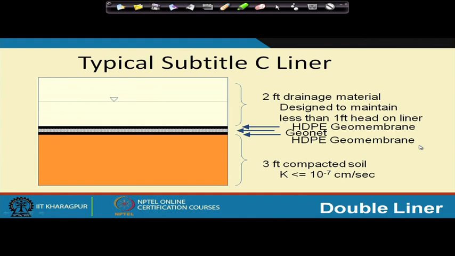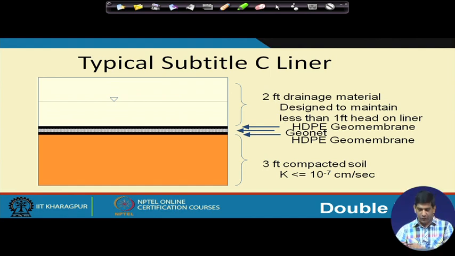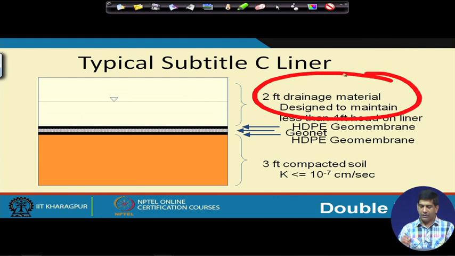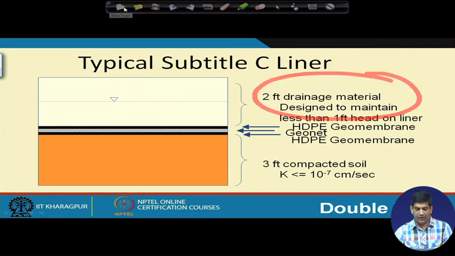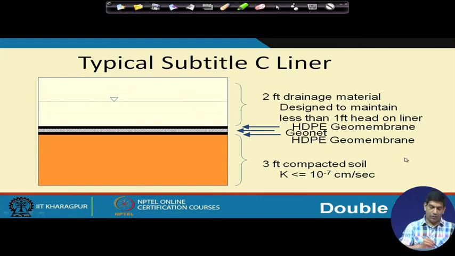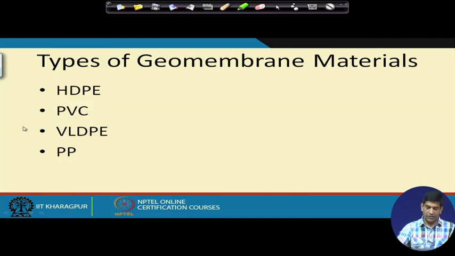Then for Subtitle C, which is the hazardous waste landfill, which is a double liner system, we have again 2 feet of drainage material, with the same concept of removing the leachate, and we have to design for less than 1 foot of head on the liner. We don't want too much head building up on the liner. Then we have one HDPE geomembrane, and another HDPE geomembrane. In between we have the leak detection system.